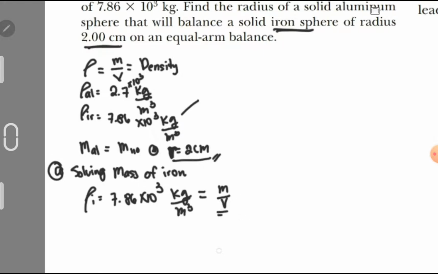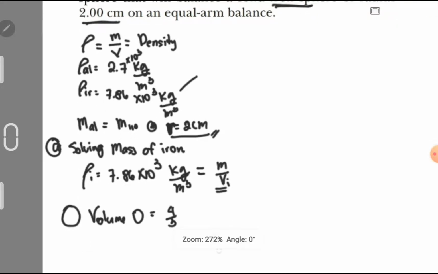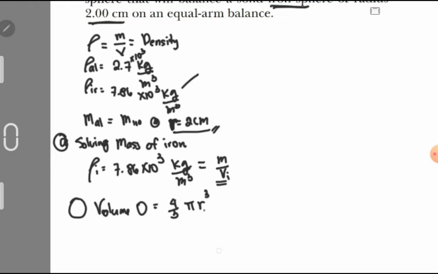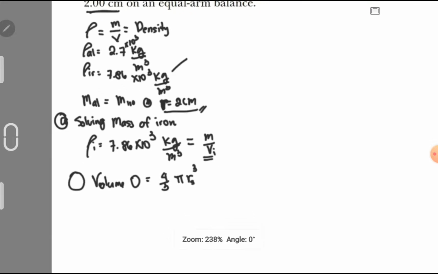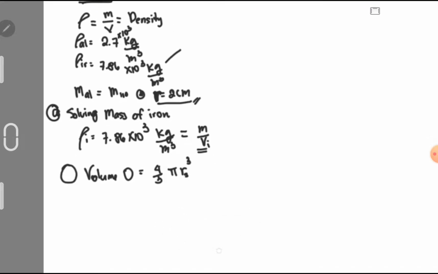Take note that I can get the volume of my iron. How? We all know that the volume of a sphere is equal to 4/3 pi r cube. So therefore, I may say that this will be the volume of my sphere. Analyzing this one, I can solve for the mass of my iron, right? by using this formula.